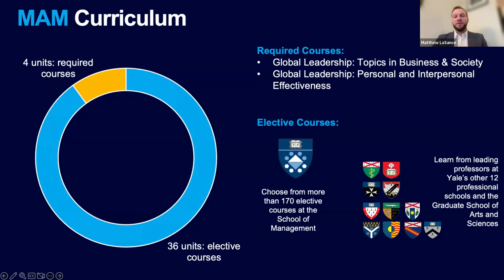On top of that, in blue, you're going to see 36 units of elective courses. Those elective courses can come from the more than 170 offered at the School of Management, but you also now have the ability to learn from leading professors at Yale's other 12 professional schools and the graduate schools of arts and sciences. As I mentioned, if you're interested in the School of the Environment or in healthcare, you can take courses in that, as well as the School of Law and the Jackson School for Global Affairs. Really, the opportunities are endless and are only bound by what you choose to do.